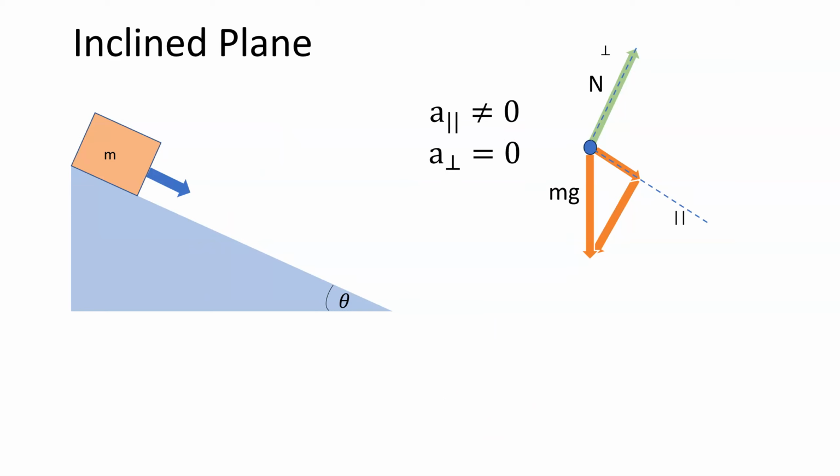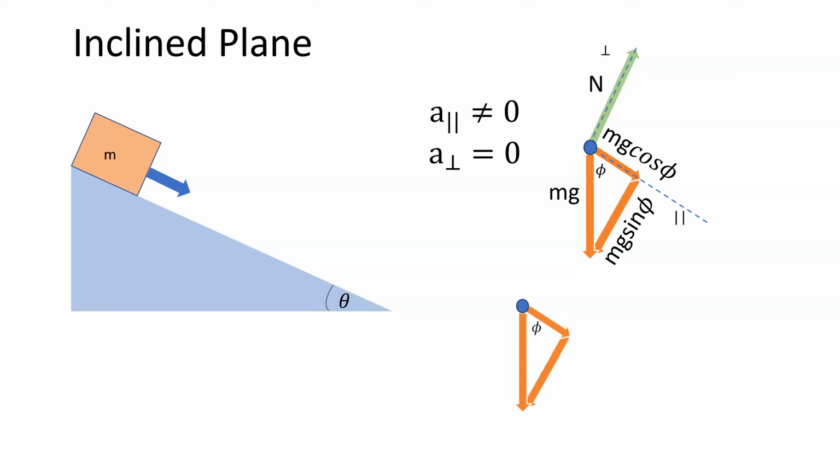We'll start labeling these things. You got mg pointing down, N pointing up. If you want to find these components, you're going to need some angle. So let's pick the angle phi right there. And then in that case, we find the parallel component by cosine phi, and we find the perpendicular component by sine phi. If you're twisting your head and doing all sorts of weird things, maybe I can help you out a little bit with that.